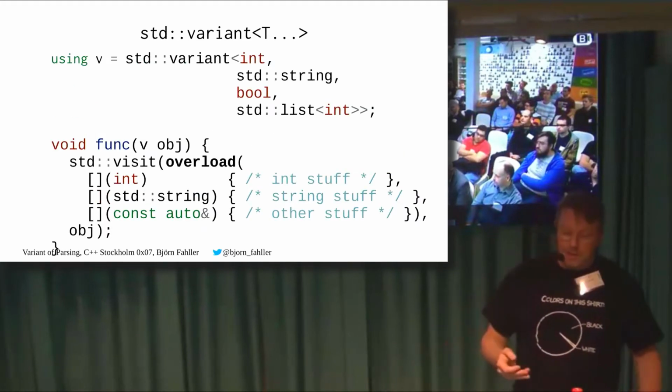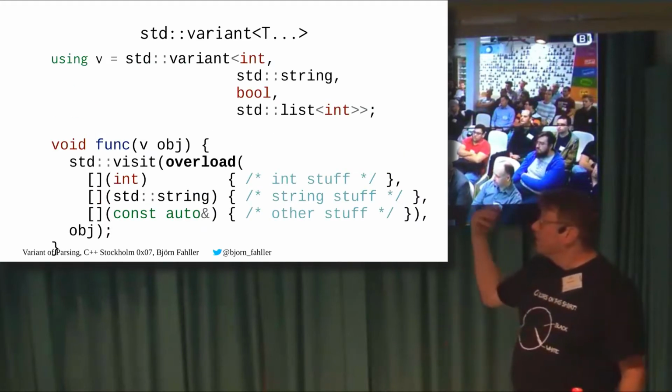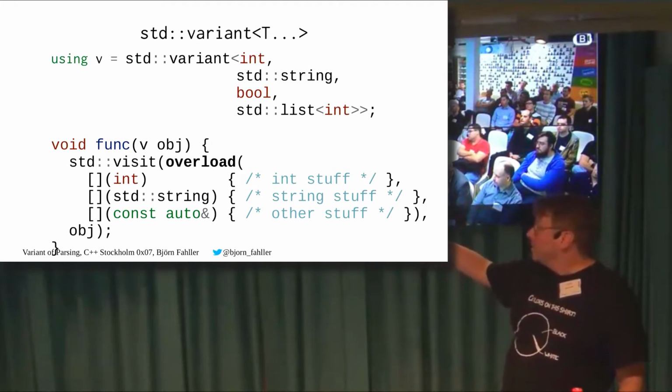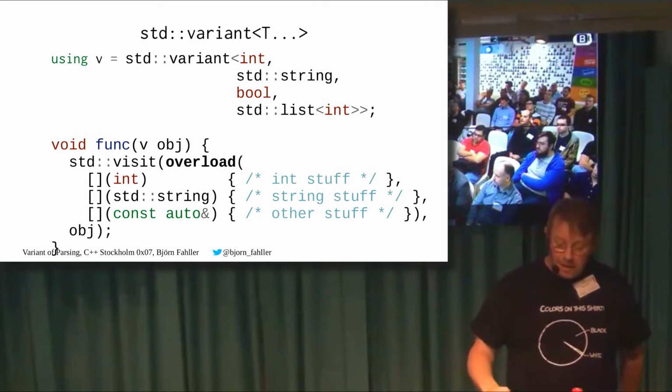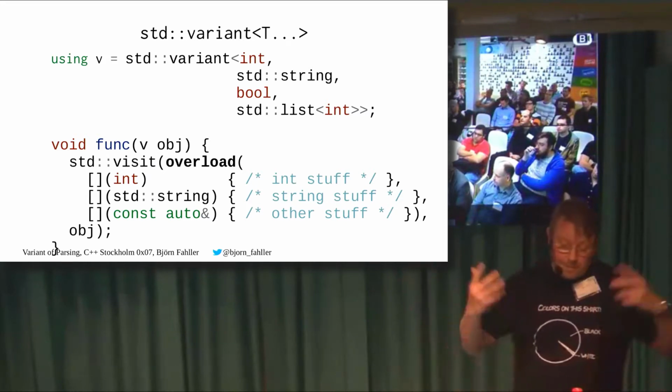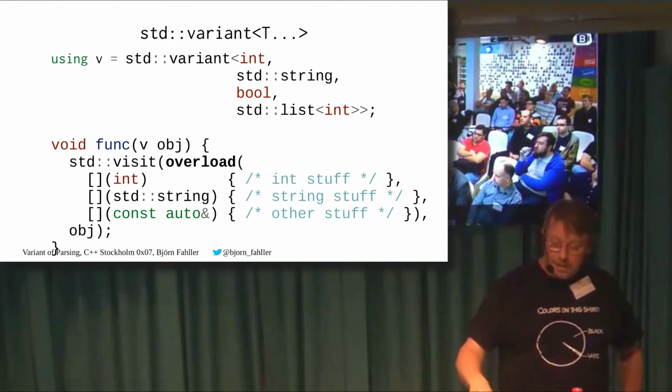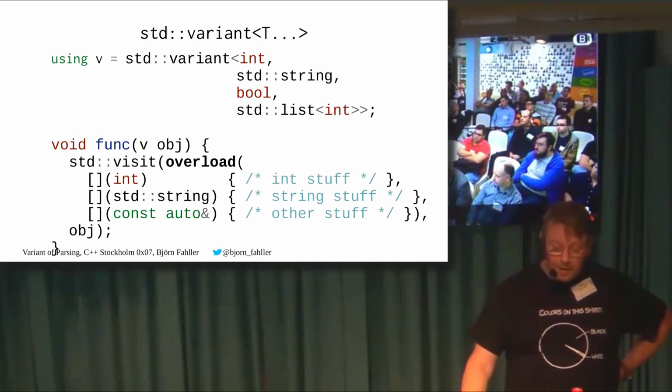So we can use it like this. Call std::visit of this overload of lambdas. Again, use auto for stuff we don't care about, and an object of a variant type. Cool.